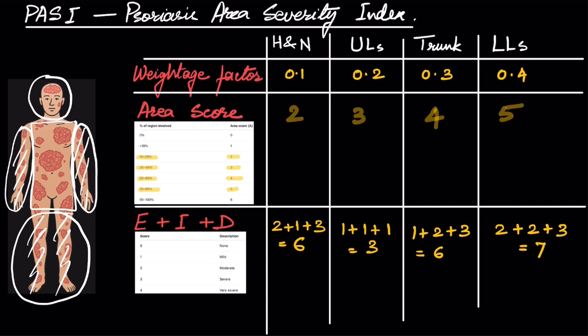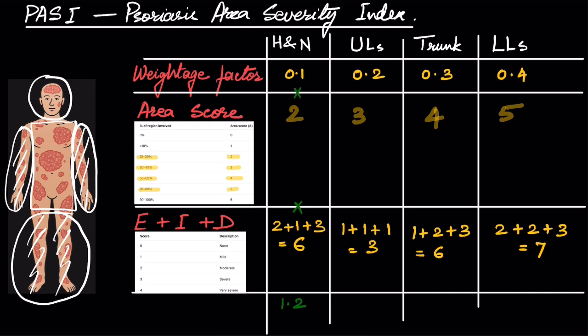Now for head and neck, we will calculate the PASI. It is the sum, that is E plus I plus D for head and neck, which was 6, into 2, which was the area score, into 0.1, which was the weightage factor. So 6 into 2 into 0.1 will be 1.2.